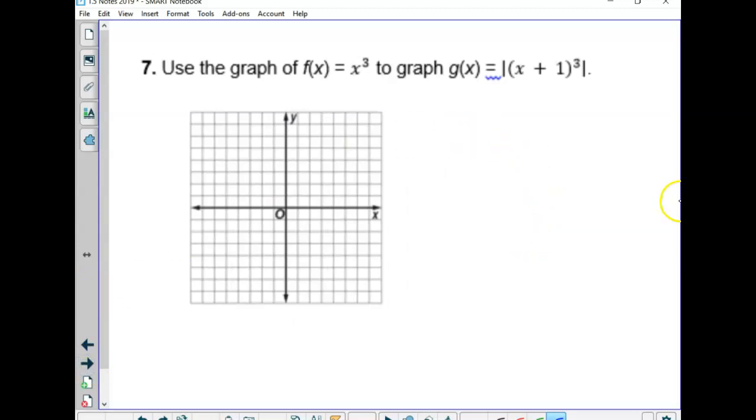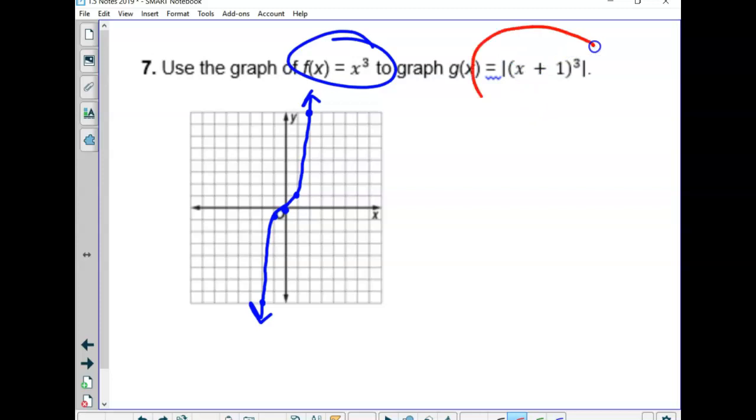What is a parent function here of f of x equals x cubed? It goes through 0, 0. What are some other points? 1, 1. What is 2 cubed? 2 cubed is 8. It's all the way up here. If you cube -1, you get -1, but if you cube -2, you get -8. That's the parent function.